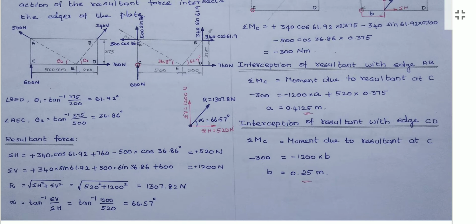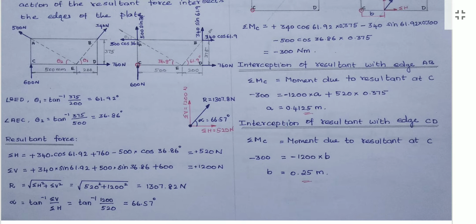We get the value of r as 1307.82 Newton. Then the alpha value, the inclination of the resultant with the horizontal, we can get from the formula tan inverse of sigma v by sigma h. That is, we got the value of the angle as 66.57 degree. So, location of the resultant.